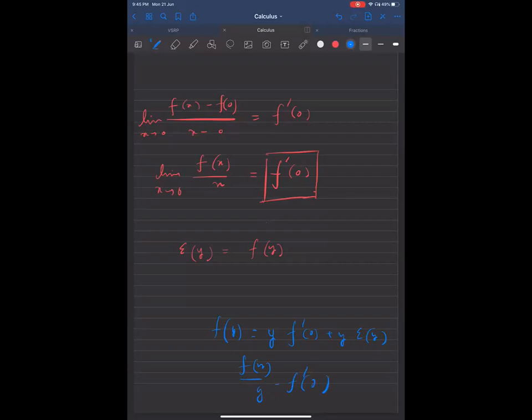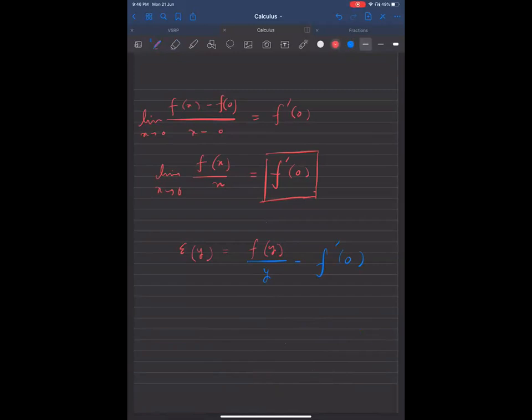This is the thing, right? So we define f of y by y minus f. This is the definition of epsilon. This is the way we define the error function.